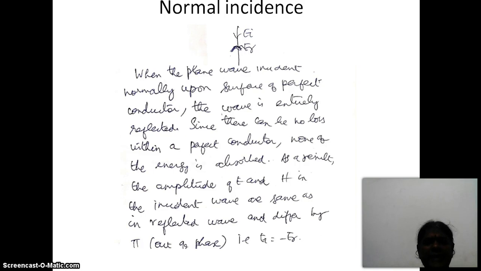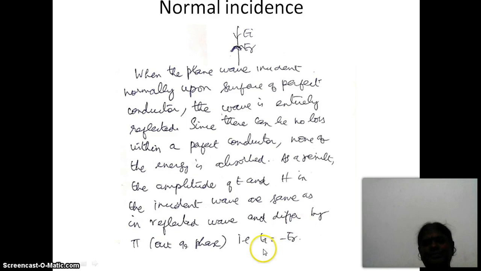As a result, the amplitudes of E and H in the incident wave are the same as the amplitudes in the reflected wave, and they are out of phase. Here, the incident wave has this phase and the reflected wave has this phase. These two are 180 degrees out of phase, but the amplitudes are the same. That means Ei equals minus Er.